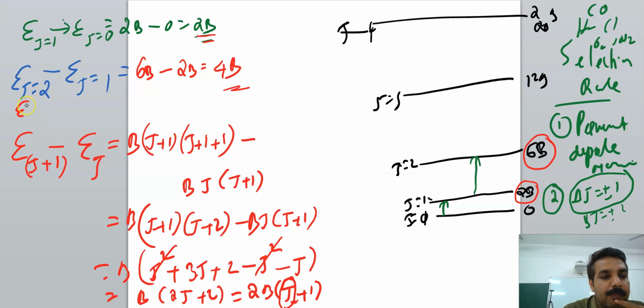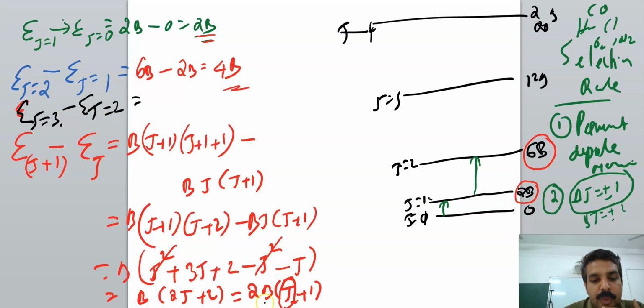And transition from J equal to 2 to 3. So the equation is ε(J=3) minus ε(J=2). Putting this into 2B(J plus 1), where J is the lower level. The lower level is 2, so 2 plus 1 is 3, 3 into 2 is 6, equal to 6B.